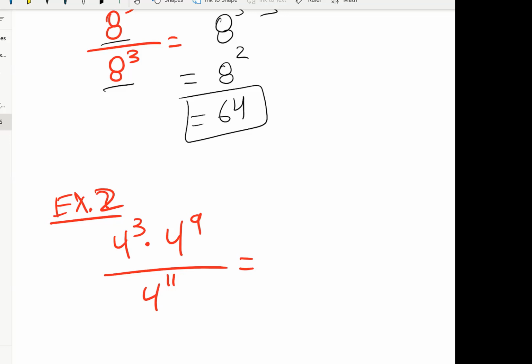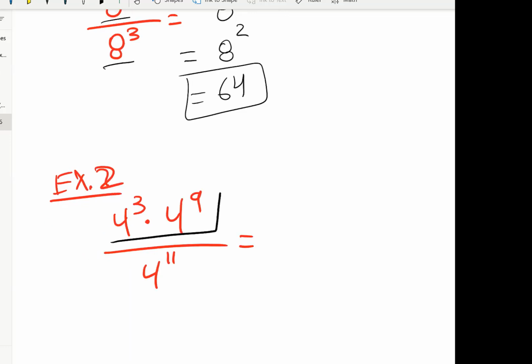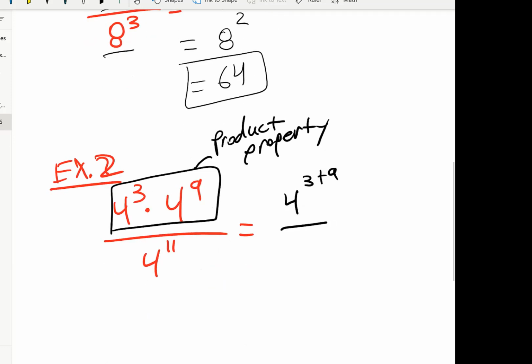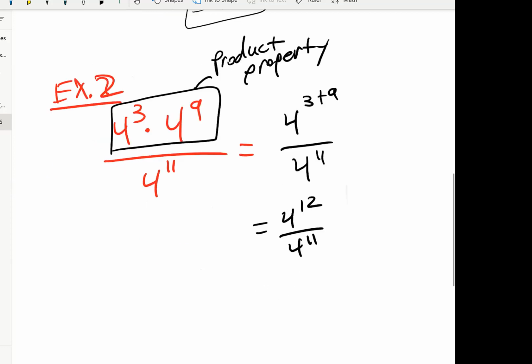0 to like 10. So if you guys learned anything from the last video, what do you do with the top part when you're multiplying stuff that has the same base? You use the product property, where if you're multiplying two things with exponents and they have the same number in front, the same big number, all you do is add the exponents. So we're going to do 4 to the 3 plus 9, and then the 11. Okay, 4 to the 11th. Now what's 3 plus 9? It's 12. So we got 4 to the 12th over 4 to the 11th.